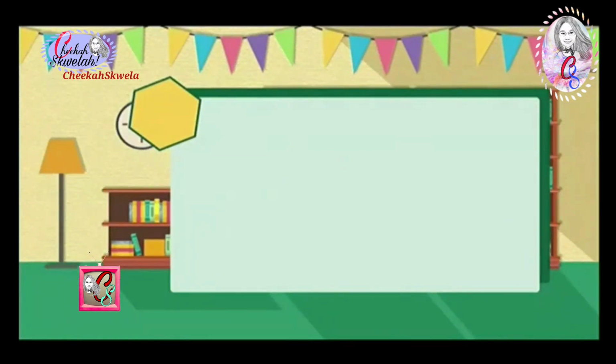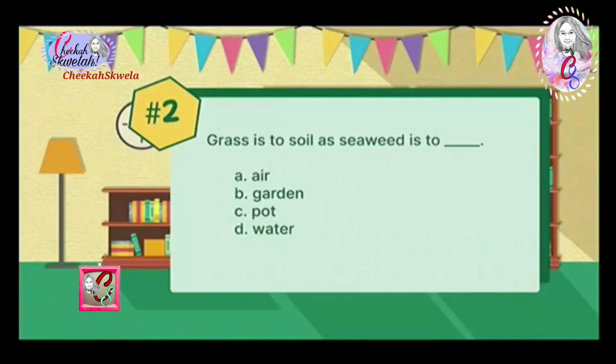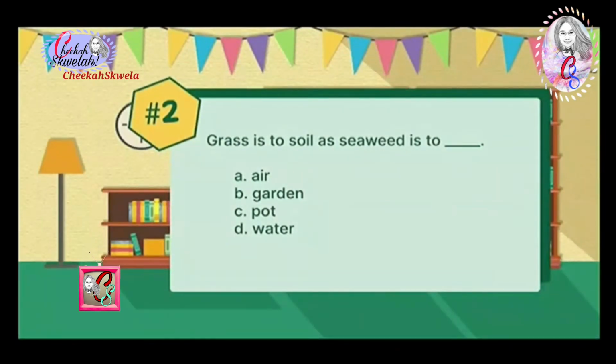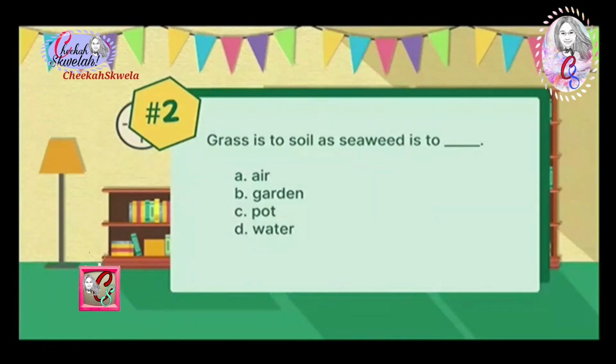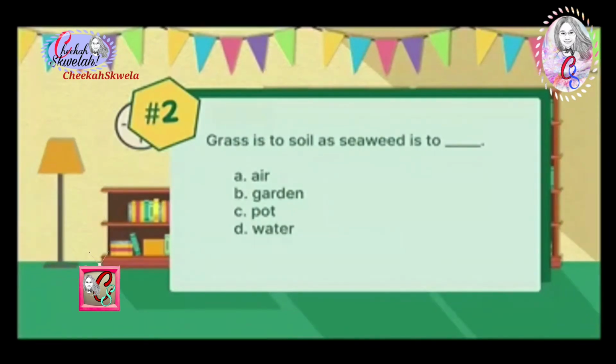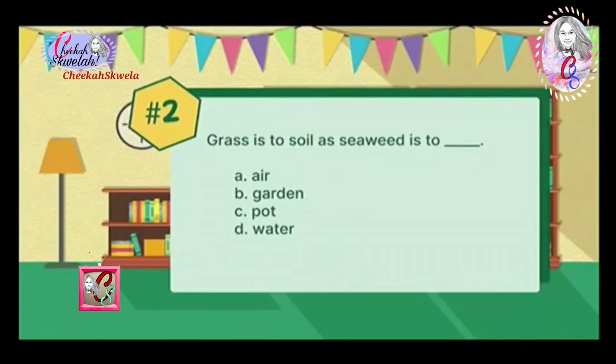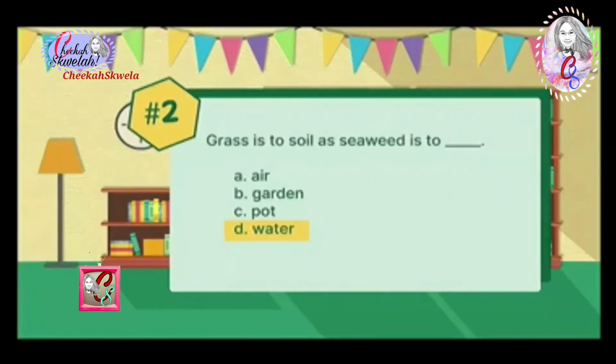For number 2, grass is to soil as seaweed is to blank. Letter A, air. Letter B, garden. For letter C, it's pot. And for letter D, it's water. Do you have letter D as your answer? You got it! The answer for number 2 is water.